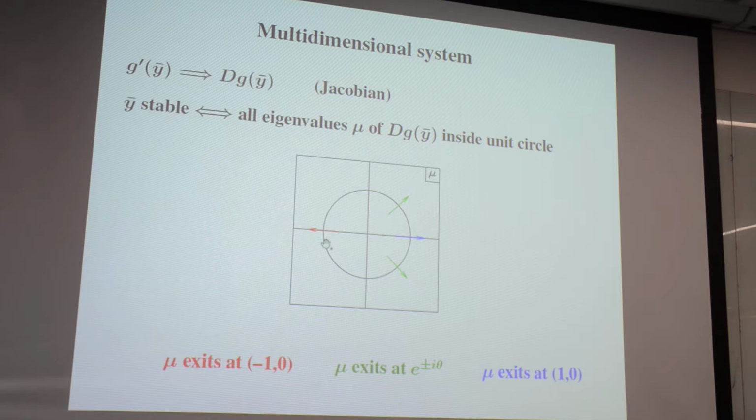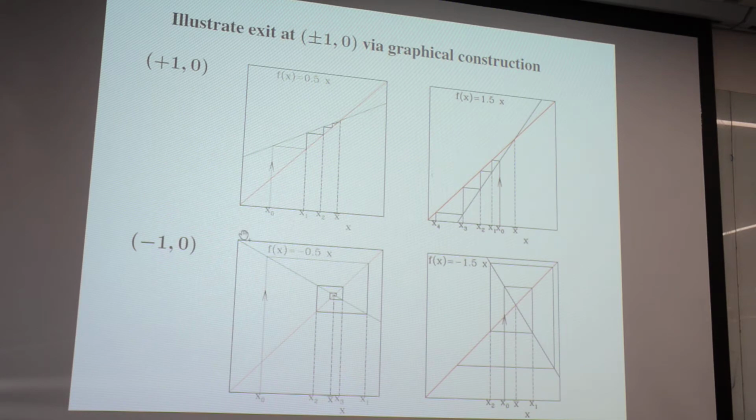Now, let us look at the exit by -1. If you're a scalar, there are two ways you can exceed one in absolute value. One is being 1.5, and the other is being minus 1.5. We do the same thing. We have a function minus 0.5x. The fixed point should be stable. The fixed point is the intersection of the diagonal with the function here. We start off with x naught. We go to the function, which is the black line, vertically.